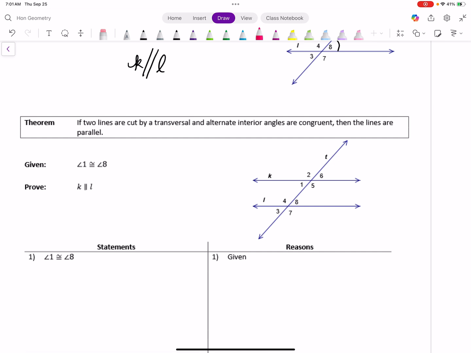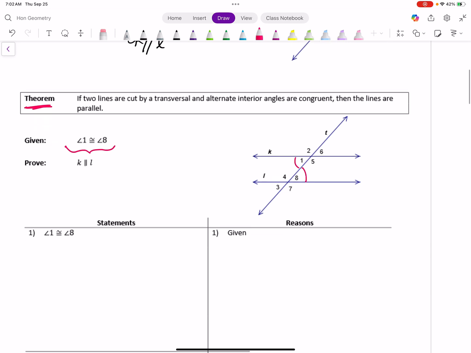So here's our theorem. If two lines are cut by a transversal, so here's K and L getting cut by a transversal, and alternate interior angles are congruent. So basically, we're just going to pick a pair of alternate interiors. I picked, whenever I made these notes out, angle 1 and angle 8. Then we're going to try to prove that line K is parallel to line L. So we've got our given, we've marked it up on our diagram.